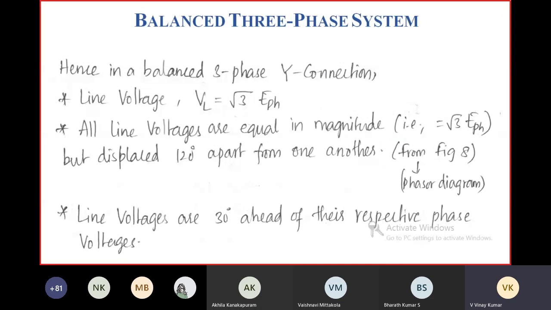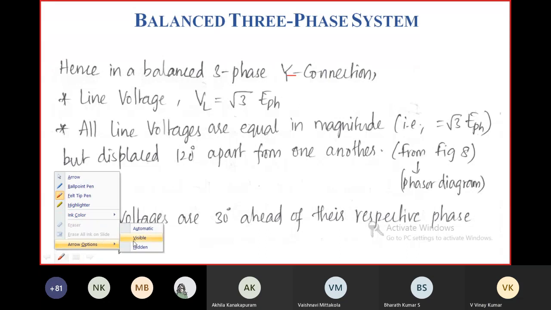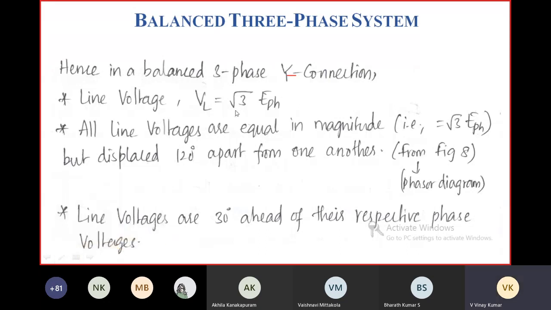Next, coming to the conclusion: in a star connected source, line voltage is equal to root 3 times phase voltage. This is only magnitude: this is the magnitude of line voltage, and this is the magnitude of phase voltage. All line voltages are equal in magnitude.